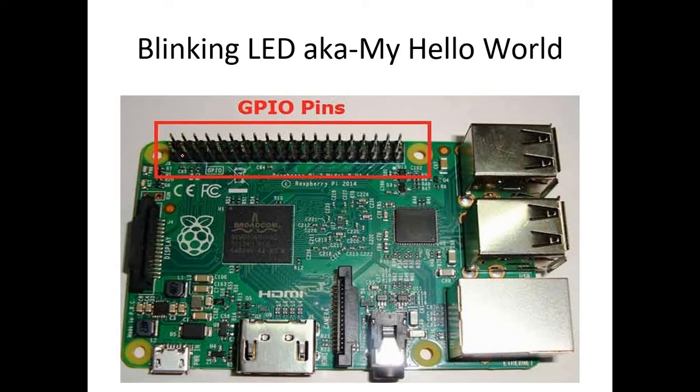Yes, on the screen we are able to see a diagram of Raspberry Pi 3. These are the GPIO pins, pin number 1, 2, 3, 4, and so on. This pin will be pin number 40.